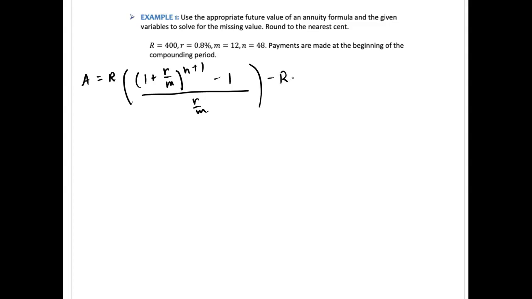Okay, so once choosing the correct formula, the next step is plug in all of the variables you're told. So we're told that the regular payment is $400. The interest rate is 0.8%, which as a decimal is 0.008. There's 12 compounds per year, and there's 48 total compounds. Now I'm going to write 49 up here in the exponent because I see the exponent is 48 plus 1.